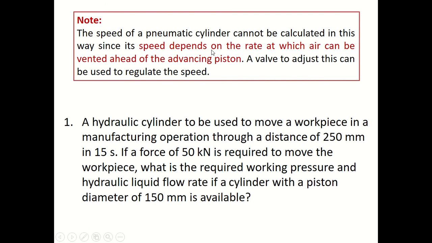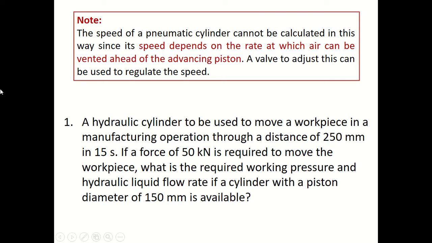Now you must please note that the speed of a pneumatic cylinder cannot be calculated in the same way, since the speed depends upon the rate at which the air can be vented ahead of the advancing piston. So actually a valve can be used to regulate the speed. What we learned just before is how to determine the speed of a hydraulic cylinder. You cannot find it the same way for a pneumatic cylinder, because the speed depends upon the rate at which the air can be vented ahead of the advancing piston.